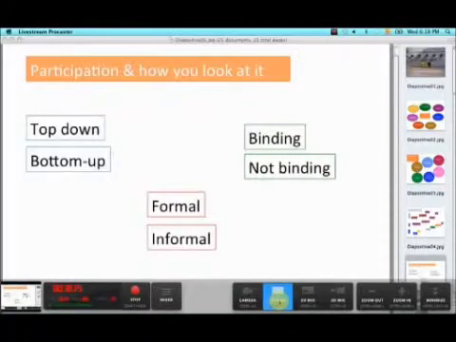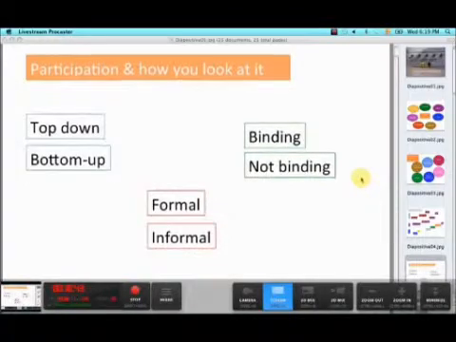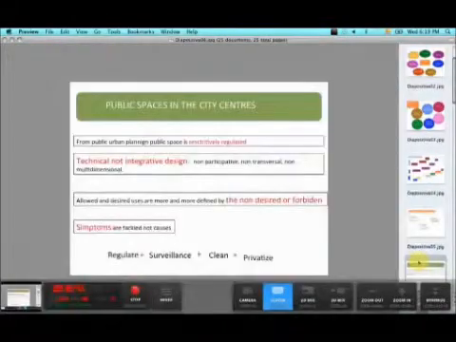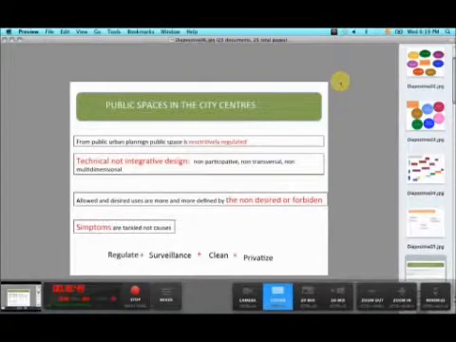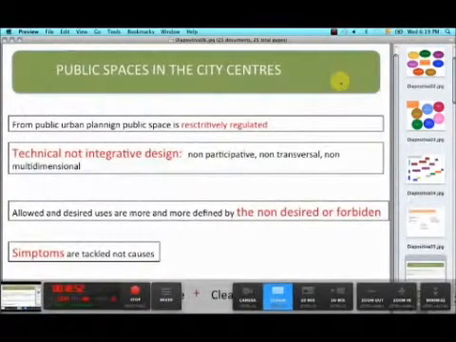Going back to our initial item of the public space in the city centers and participation, and thinking about the idea of explaining how participation takes place in the decision-making process, I want just to highlight some few points, which would be how public space is restrictively regulated. So this adds some problems, so some questions, at least some big questions to participation in public space.